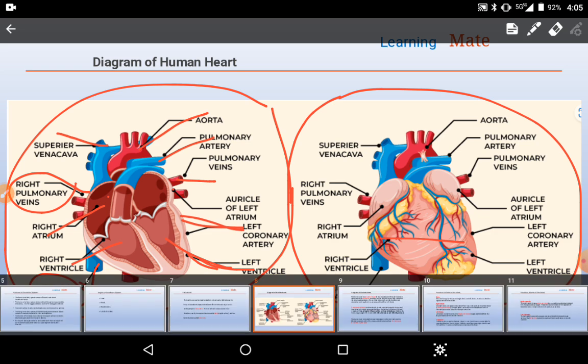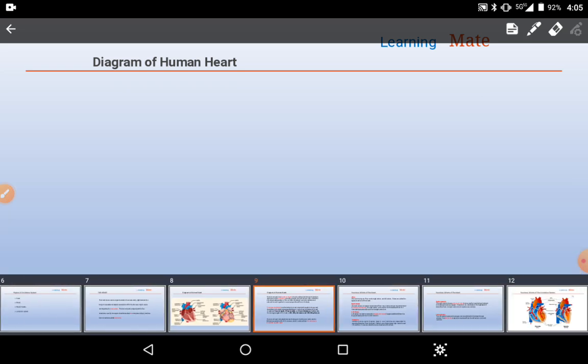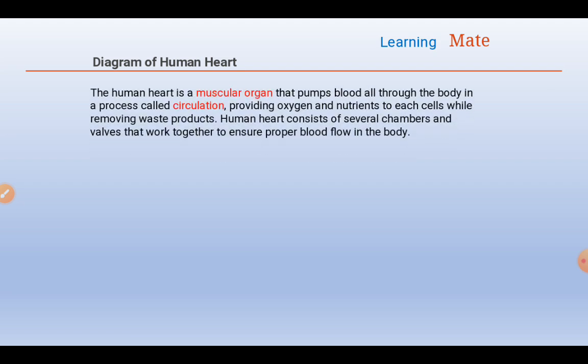All right, so let's move on. Now, the diagram of the heart. How do you describe the diagram of the heart or the structure of the heart? The human heart is a muscular organ that pumps blood all through the body using a process called circulation, and it does so by providing oxygen and nutrients to each cell while removing waste products. The human heart consists of several chambers and valves that work together to ensure proper blood flow in the body.